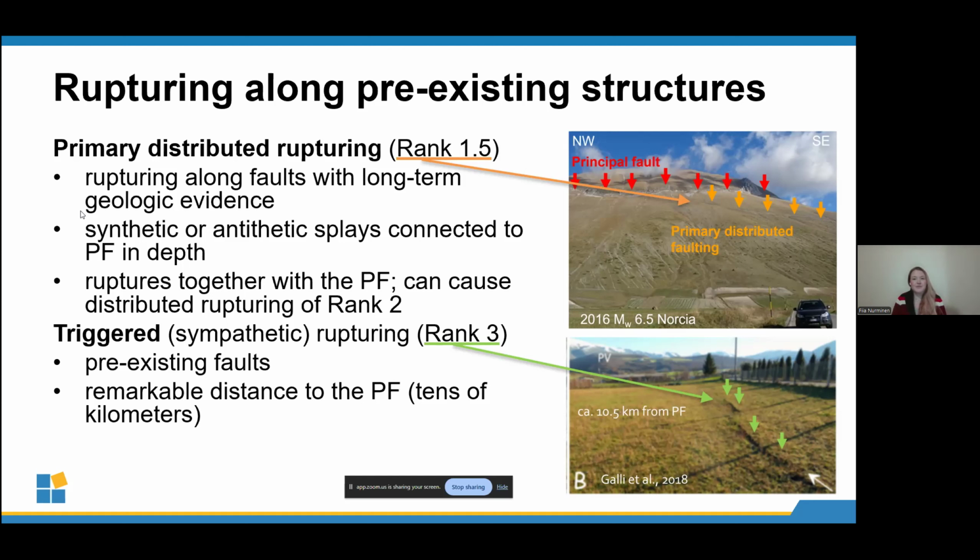Usually these kinds of structures produce a rather continuous surface rupture trace of their own, and they can even cause distributed rupturing of their own. Then another case, related to pre-existing or previously known faults, is when an earthquake triggers rupturing along another fault within even tens of kilometers distance. These faults may or may not be connected to the principal fault per se, but the movement along the principal fault of the earthquake in question may trigger faulting along these kinds of structures.